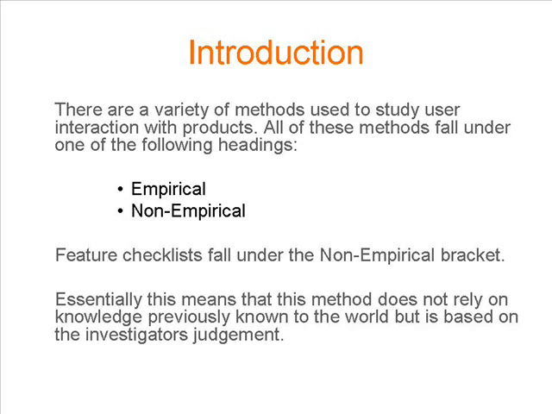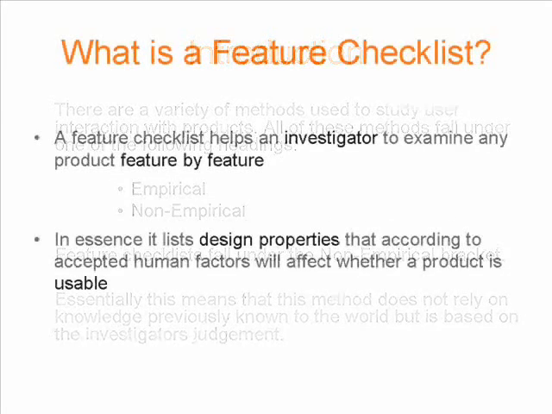There are a variety of methods used to study user interaction with products. All of these methods fall under one of the following headings: empirical, non-empirical. Feature checklists fall under the non-empirical bracket. Essentially, this means that this method does not rely on knowledge previously known to the world, but is based on the investigator's judgment.